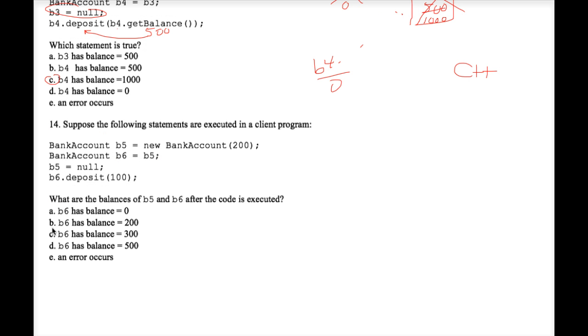Okay, real quickly here, number 14, the answer is C. B5 has a balance of $200. B6 is aliased to the same object as B5. B5 is null, so that pointer is broken, and now B6 has $100 deposited to it. So the code executes fine, there are no errors, and B6 does end up with a balance of 300. It's not really asking what B5's balance is, because B5 doesn't really exist anymore.